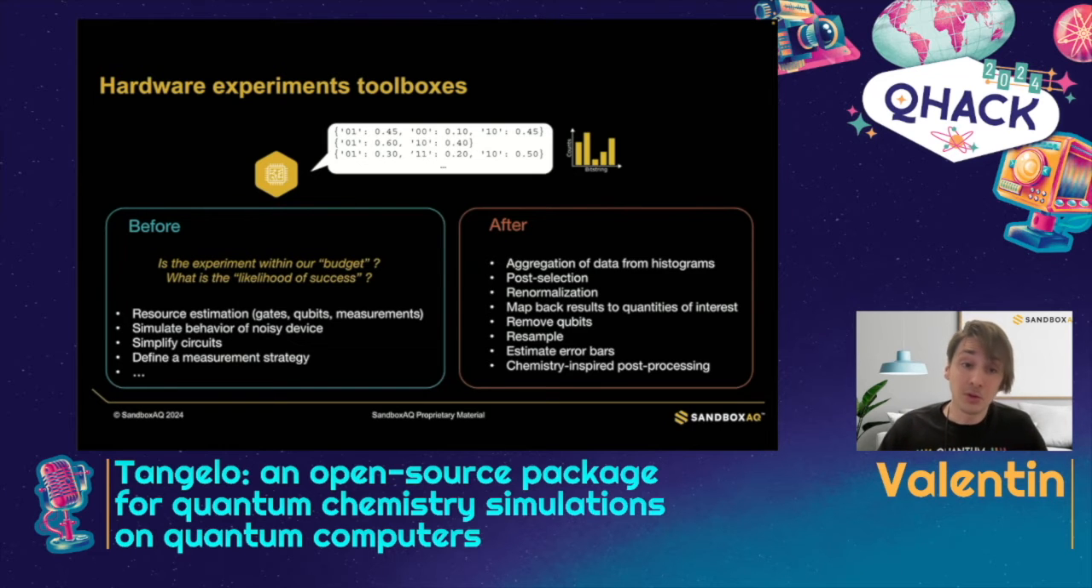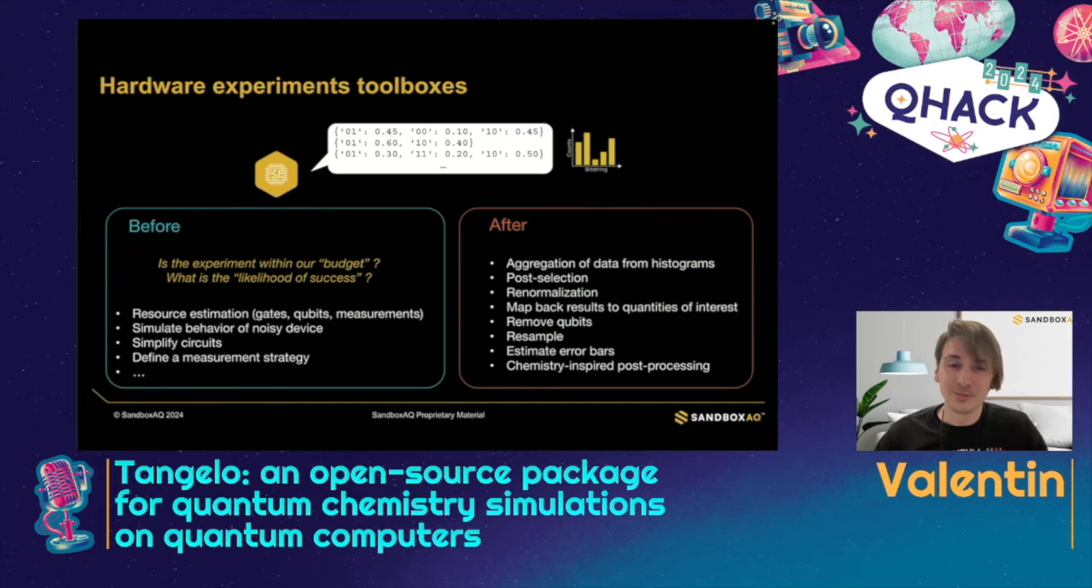So before you run an experiment, you're trying to answer this question, and it has to do, for example, with resource estimation. How many gates, how many qubits, how many measurements? Can you simulate the behavior of a noisy device to have an idea, okay, what's going to potentially come out of that thing? Is it just going to be noise and then there's nothing I can do? Can you simplify your circuits to maybe raise your chance? Can you define a better measurement strategy to try to make the most of your time on this device?